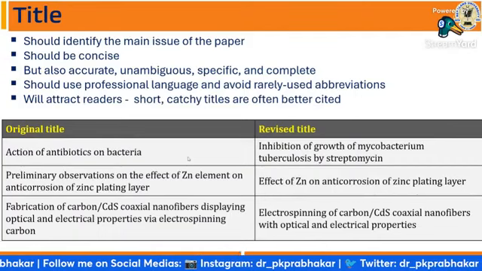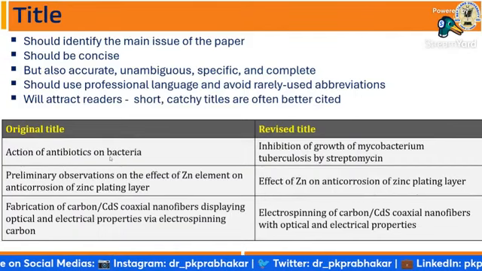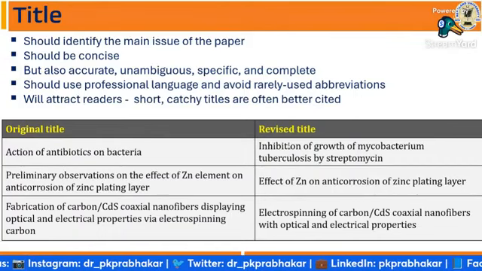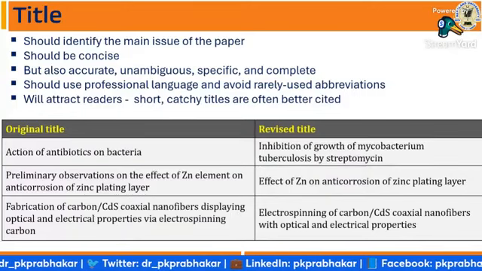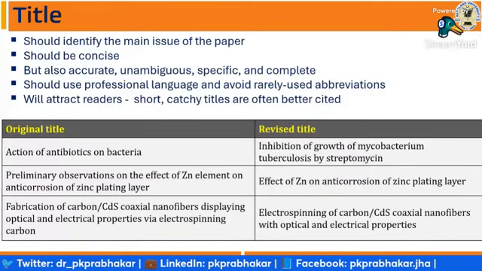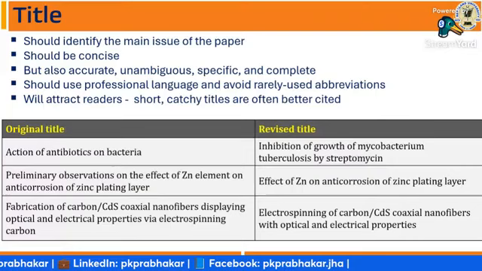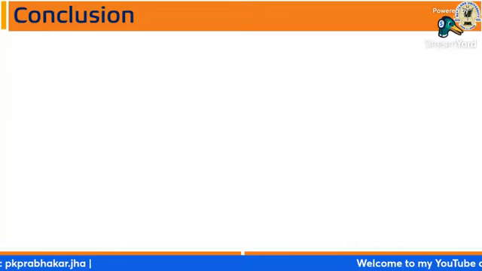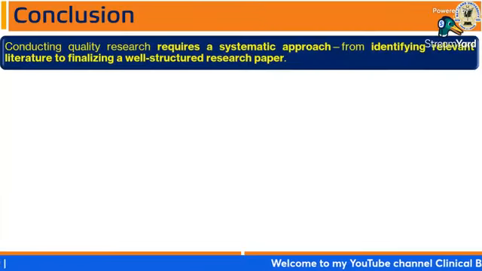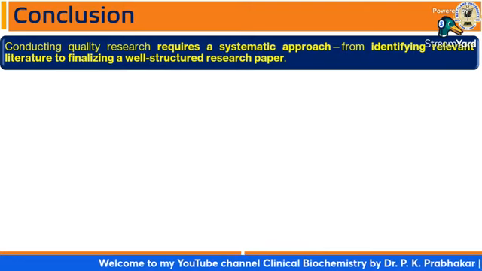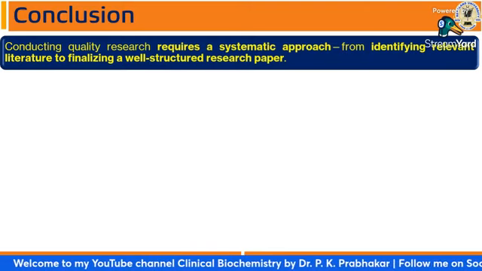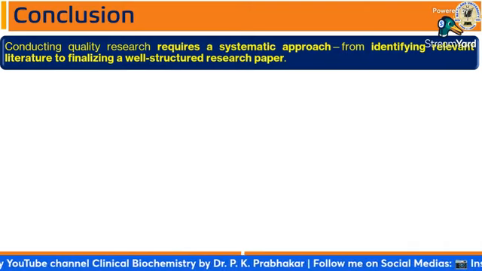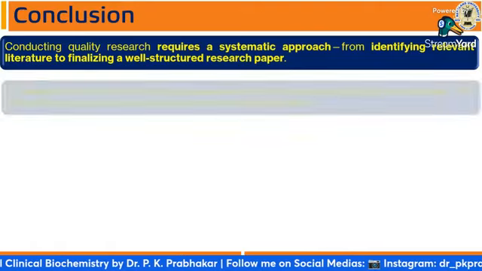So if you compare these titles, the original and the revised, you can see the revised title contains the keywords. Revised titles are short, concise, and eye-catchy. So it increases your research visibility, and readers will be more. So ultimately, the conclusion is that conducting quality research requires a systematic approach, from identifying relevant literature to finalizing a well-structured research paper.